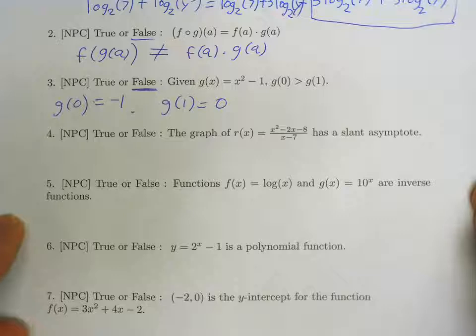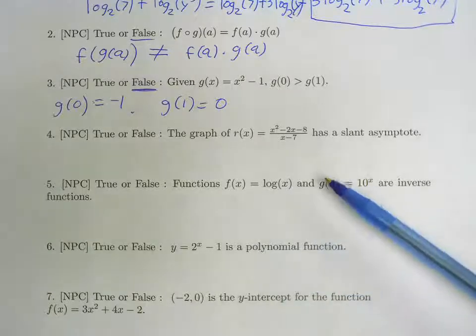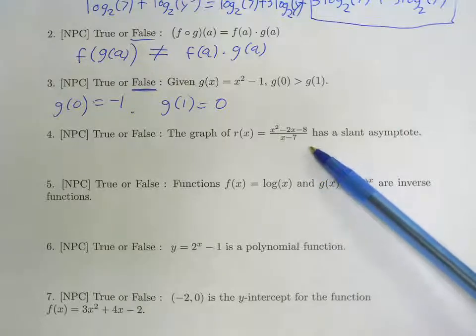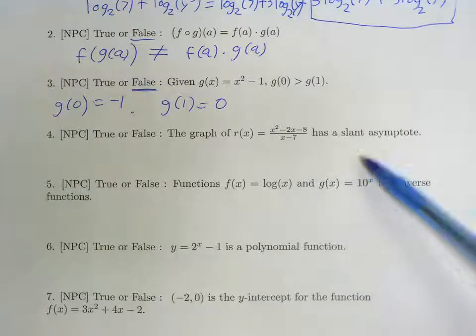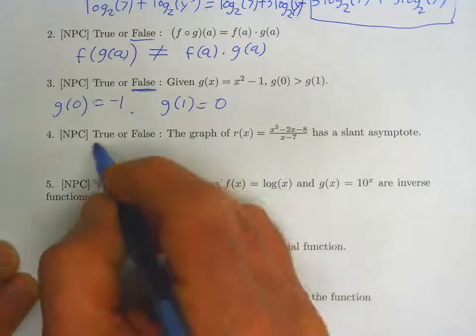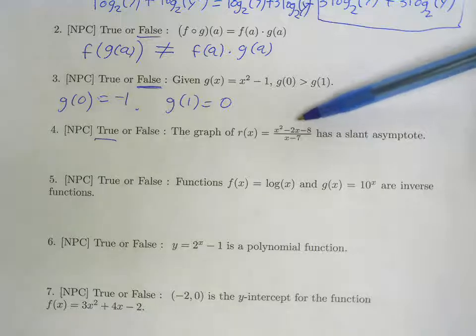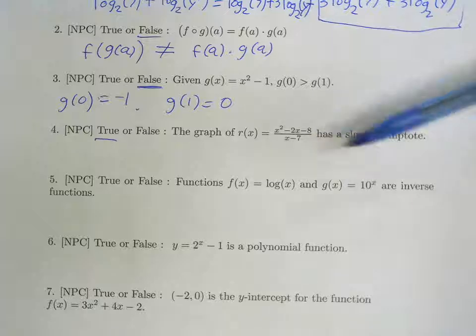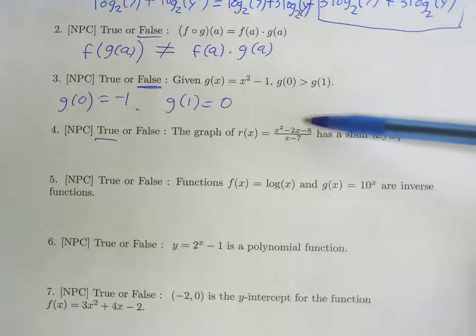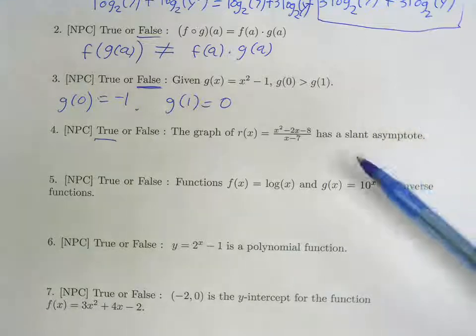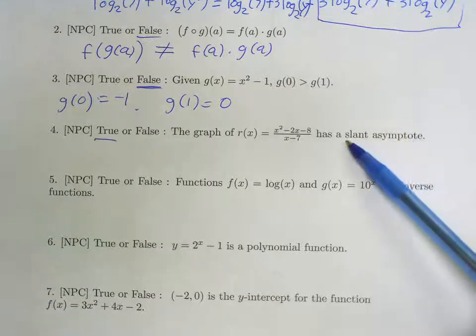Number 4, the graph of this rational function, r of x equals x squared minus 2x minus 8 over x minus 7 has a slant asymptote. That is true. The reason that we know that is because the degree of the numerator is exactly 1 more than the degree of the denominator. So if you divide the numerator by the denominator, the quotient is a straight line with non-zero slope. So the quotient is the slant asymptote.